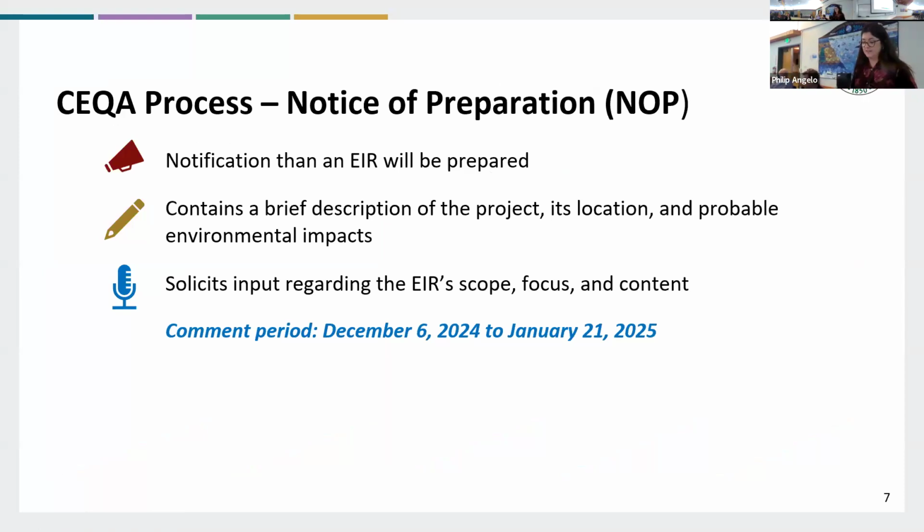Last Thursday, the county released a notice of preparation or NOP for the EIR. The NOP notifies responsible agencies and interested parties that an EIR will be prepared for a project, includes a brief description of the project and its location, and solicits input regarding the scope, focus, and content of the EIR for the project. The comment period for the NOP began on December 6th, 2024, and will go until January 21st, 2025.